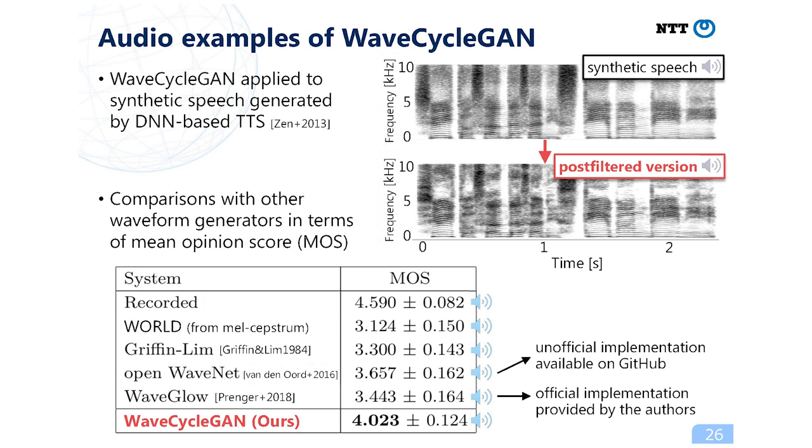The first example is the audio signal given after applying it to synthetic speech generated by a DNN-based TTS system. So this is the input speech. You can hear that this is pretty distinguishable from real speech. And this one is the post-filtered version.